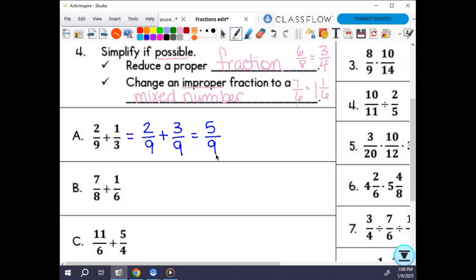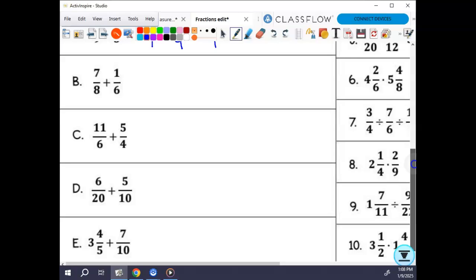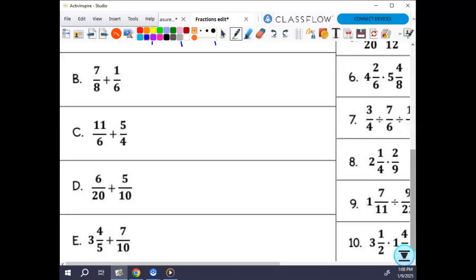Okay, so then we have 7/8 plus 1/6. Now, one way you can do a common denominator is you can literally just multiply them together, and we could use 48. That works. That's not the least common denominator, probably not the best way to do it, but it works, okay? But what do you think the least common denominator would be?